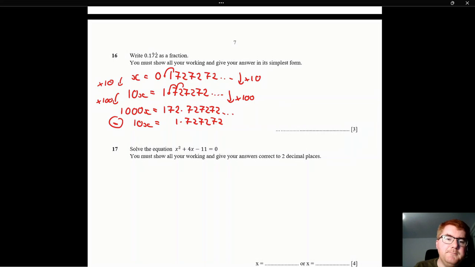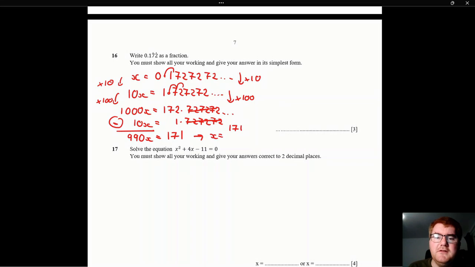so I subtract it, 1,000x minus 10x is 990x. If I subtract this part, notice the 727272 cancels in both, and all I have to do here is 172 minus 1, which is 171. All the recurring part disappears, and we're left with an easy equation to solve. So x here itself is going to be 171 over 990.